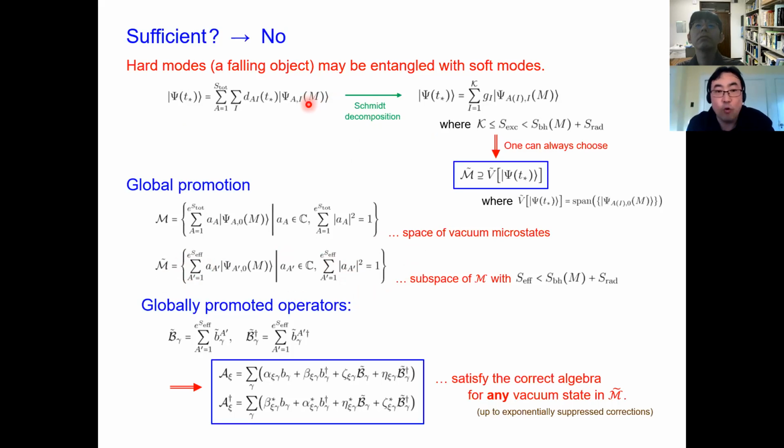And now the point is that for any infalling object, which is entangled with microstates, the object has an entropy which is much smaller than the black hole entropy. Okay, the object's entropy is tiny compared with the black hole's entropy, exponential in the area. So the relevant microstates needed for this infalling object, as you can see from the Schmidt decomposition, are much smaller in number than the black hole microstates. You can always take this operator to cover the entire set of microstates relevant for this infalling object. Okay?